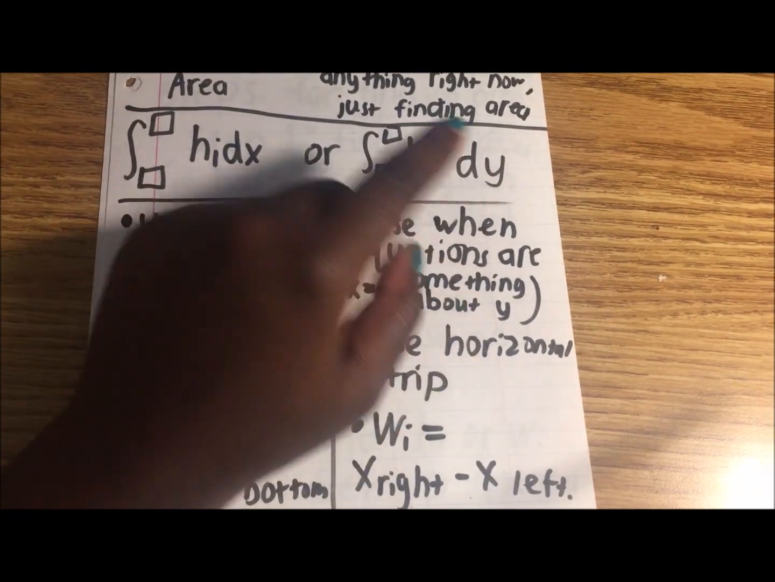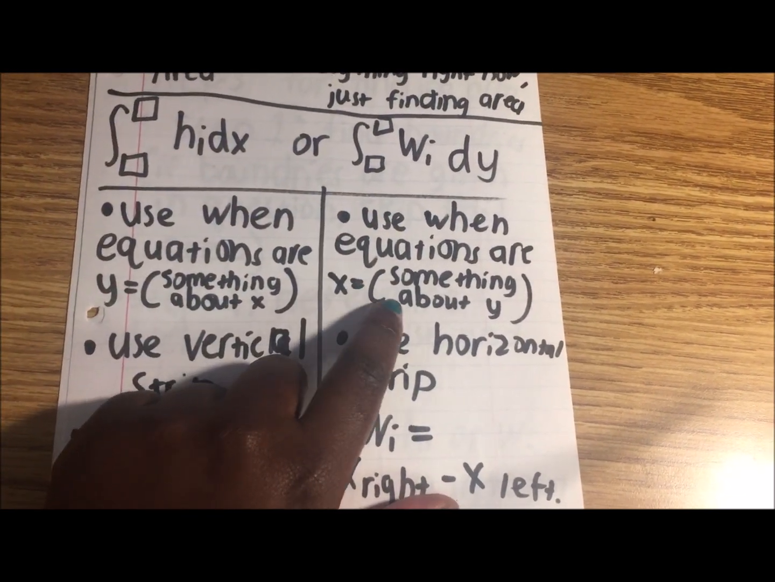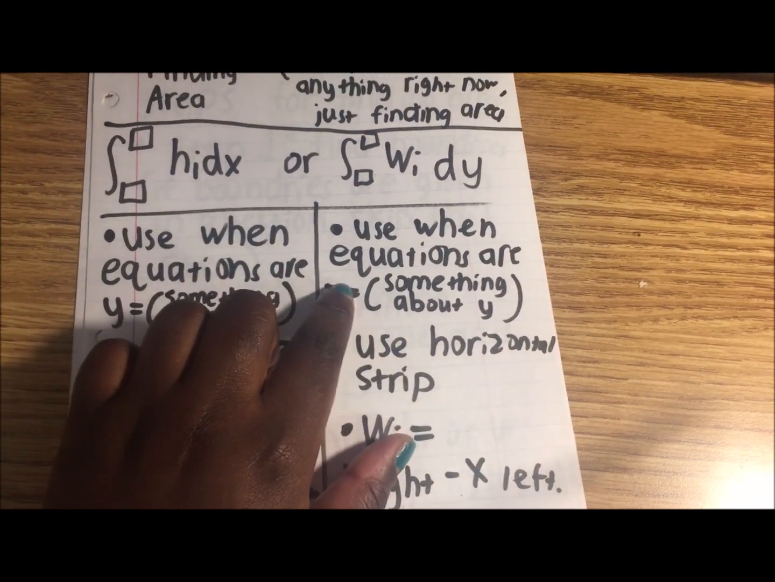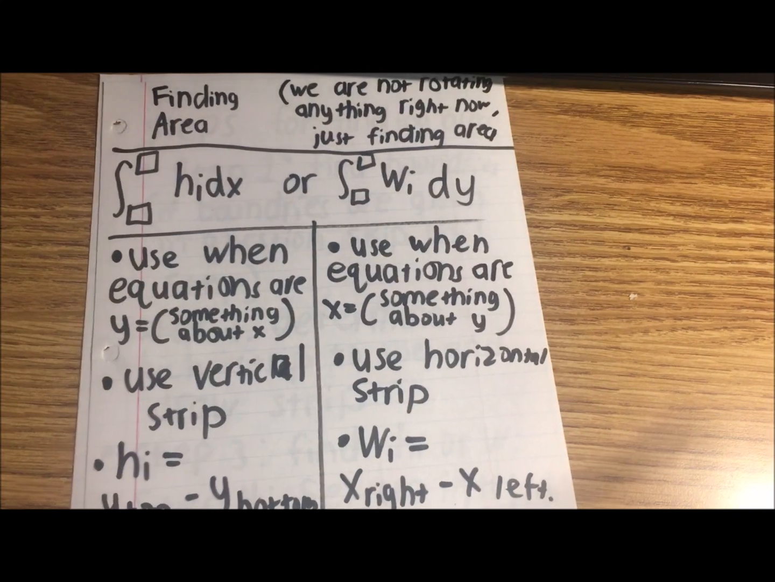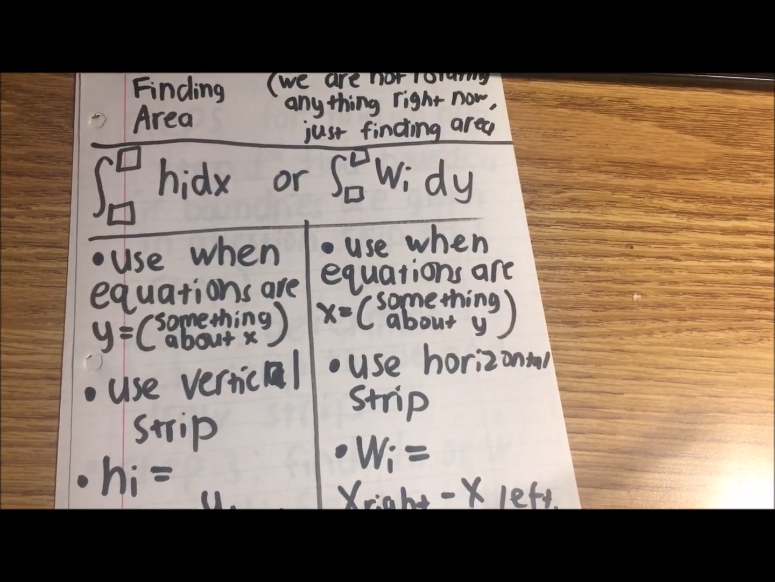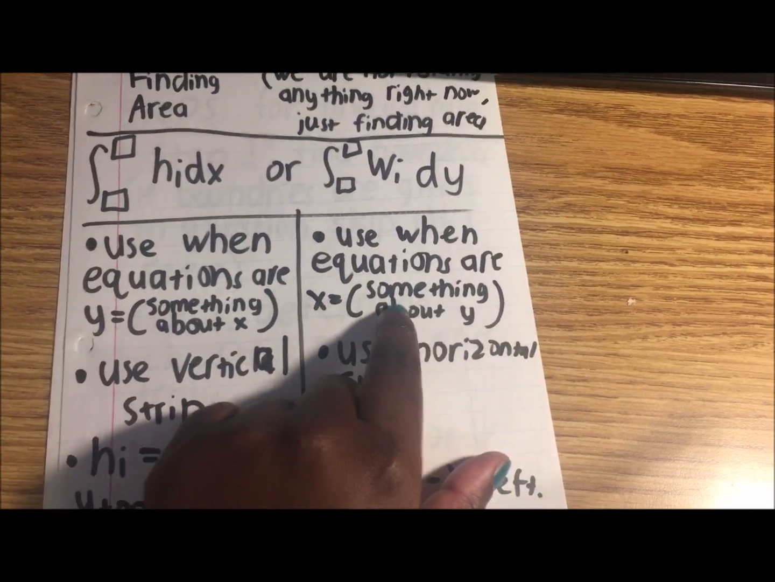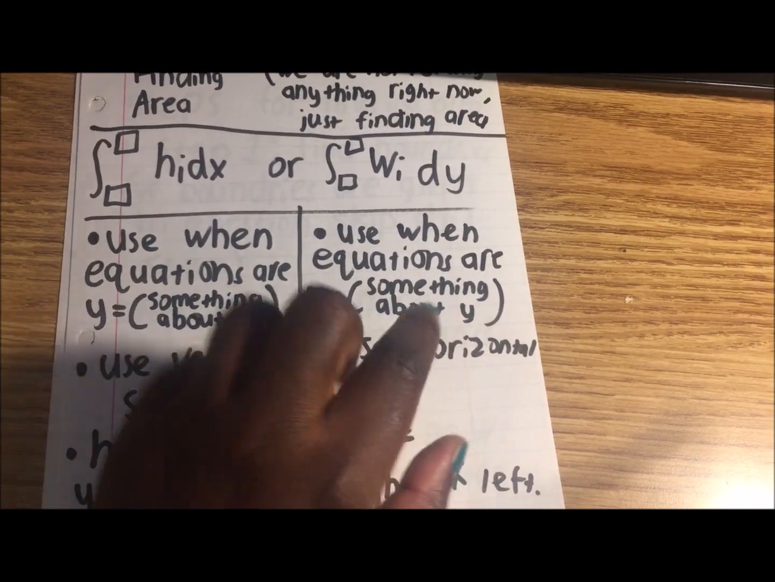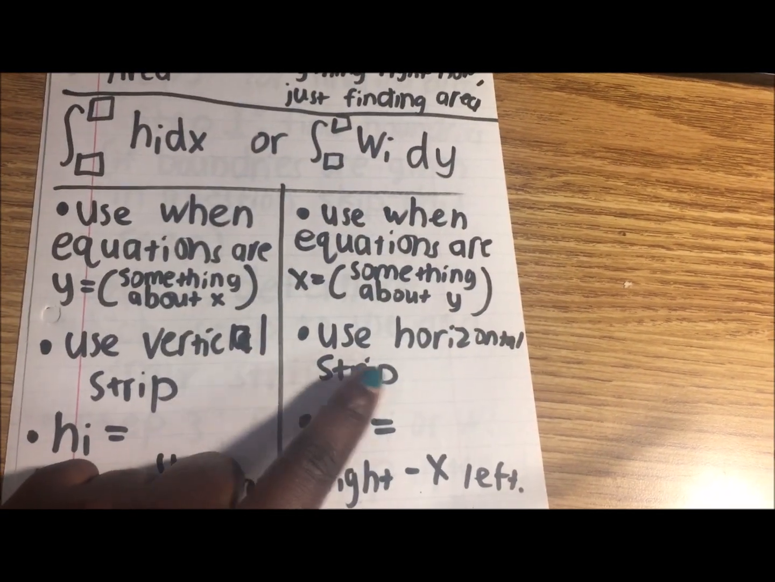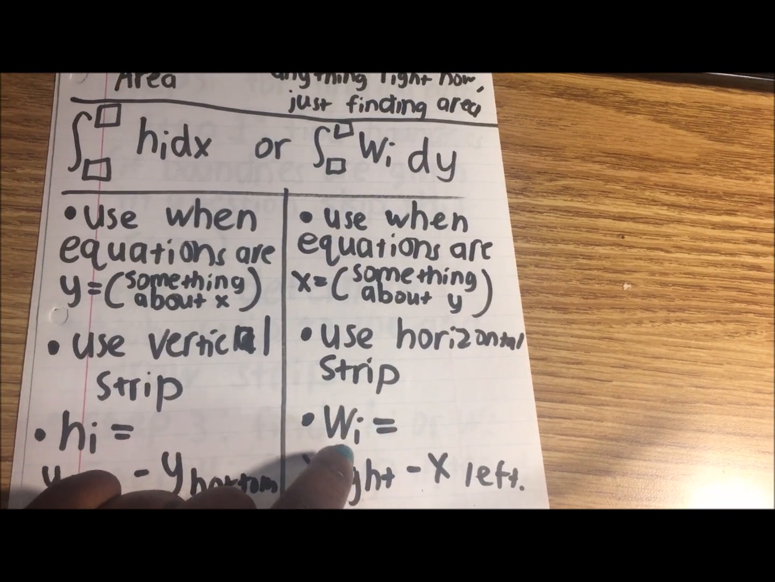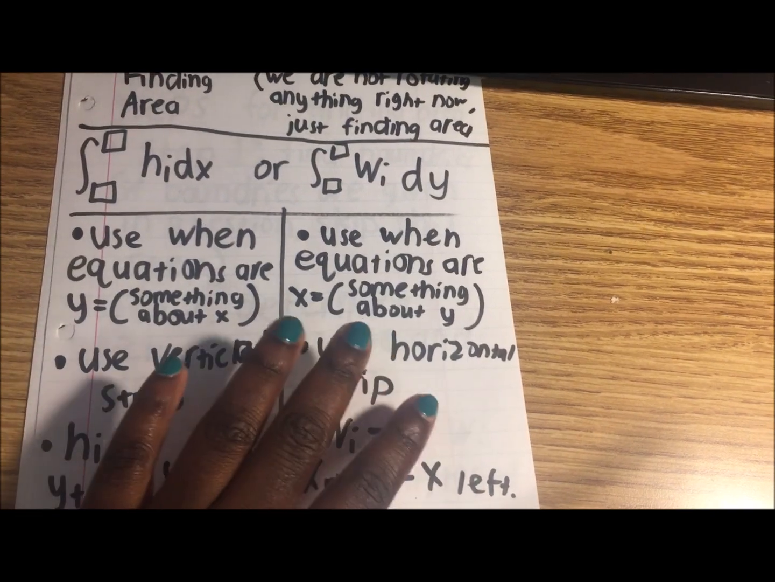For WIDY, you basically use it when the equations are x equals something about y. So if the problem said find the area between x equals y squared plus 3 and x equals 4y minus 7 or something like that, x equals something about y, that's when you use WIDY. And in this scenario you use the horizontal strip. And here, in order to compute WI, you use x right minus x left, and then I'll explain what that means in a second.